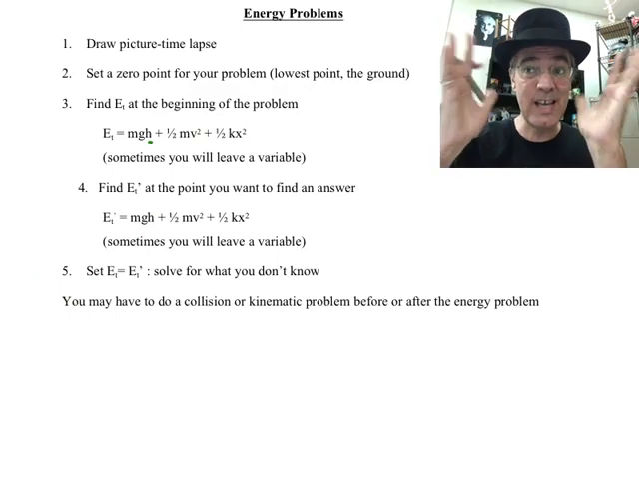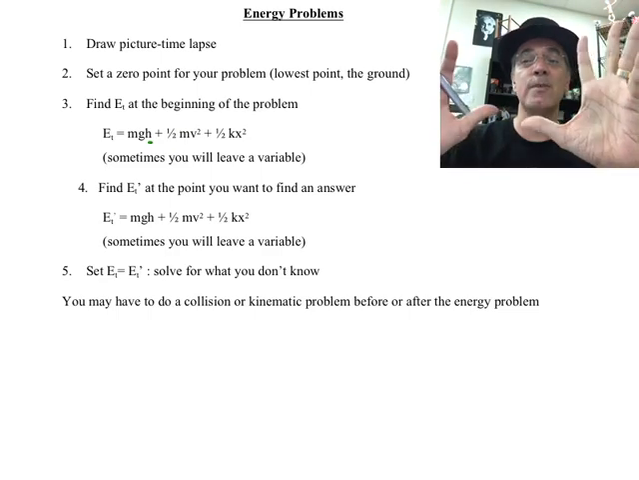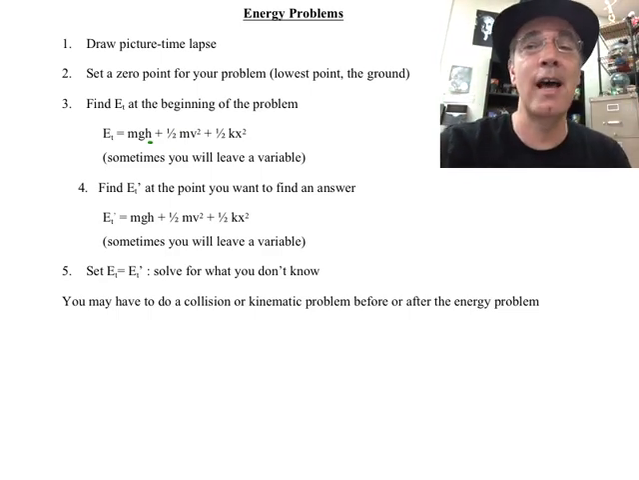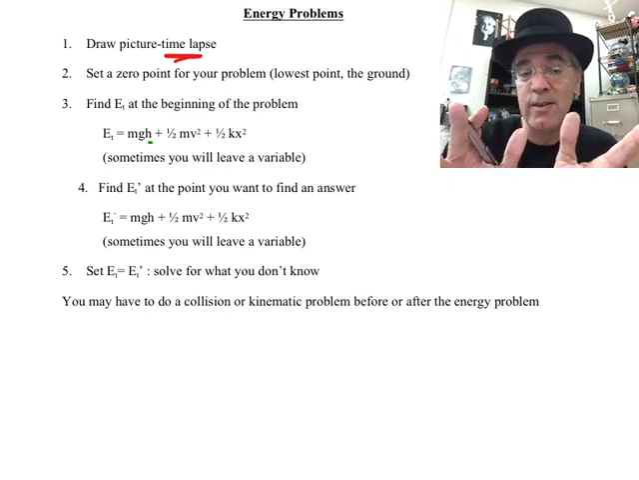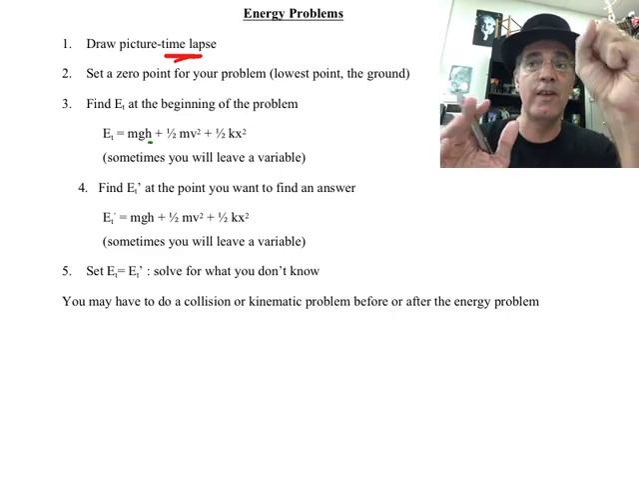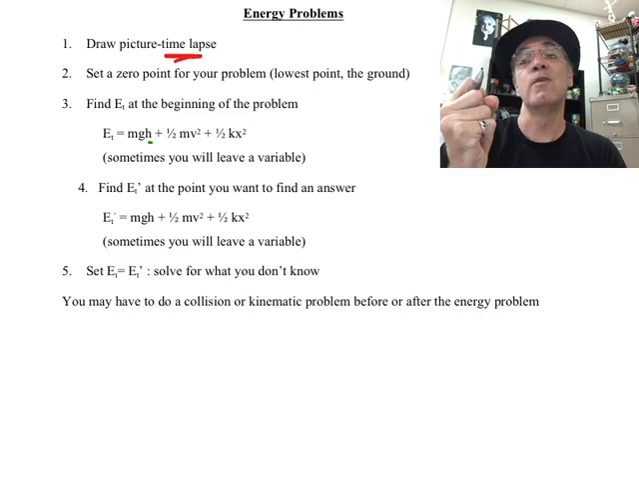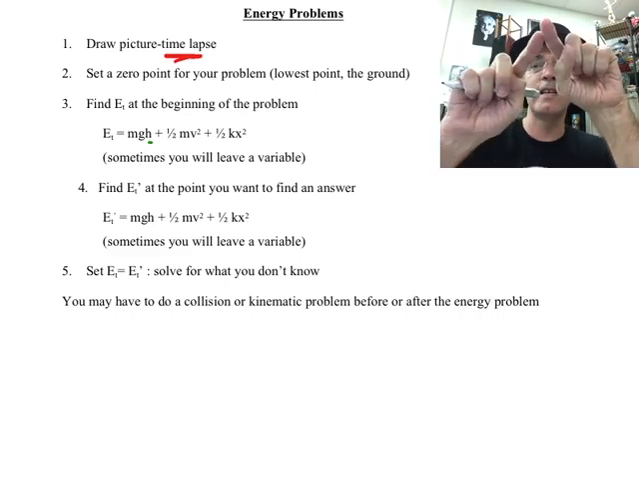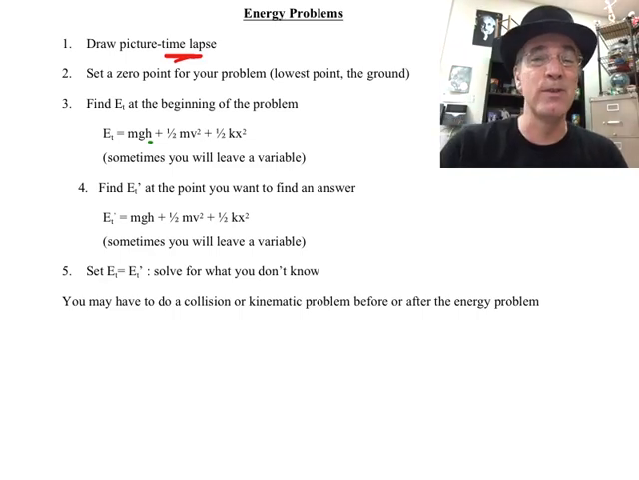Okay, so these are the steps to solving an energy problem. When I get an energy problem, I want to draw a picture, but a specific type of picture. I want to draw a time-lapse picture. The reason is that what allows me to solve energy problems is that energy is always conserved. If I know the energy here and here, I can set them equal to each other and solve for things that I don't know. So drawing a time-lapse picture allows me to draw an object at a lot of different places and then find the energy at those different places and set them equal to each other.